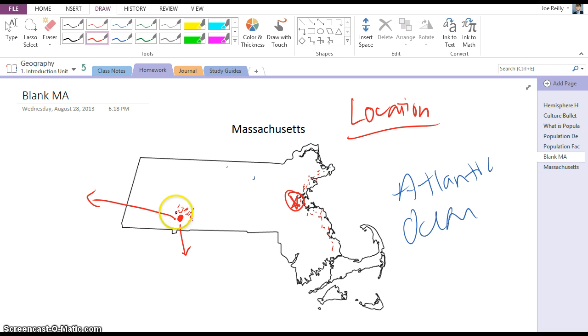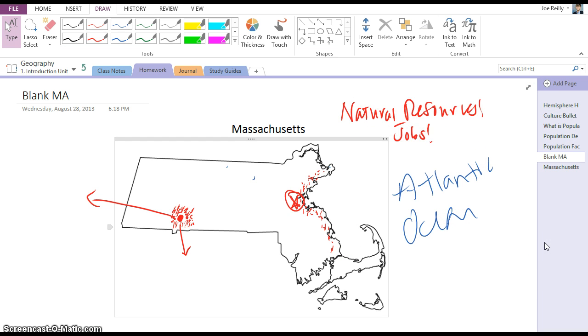Because, well, there could be more jobs there. There could be more housing, easier housing to purchase there. So we have a lot of people living in Hartford as well, in Springfield, Massachusetts, as well as these places on the coast. So, location and climate, 2 reasons.